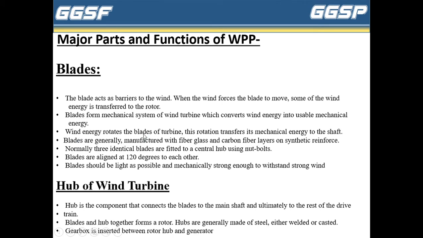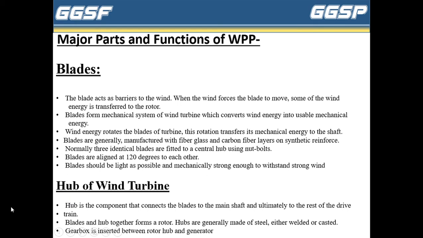Wind energy rotates the blades of the turbine. This rotation transfers its mechanical energy to the shaft. Blades are generally manufactured with fiberglass and carbon fiber layers or synthetic reinforcement. This is the function of the blade.